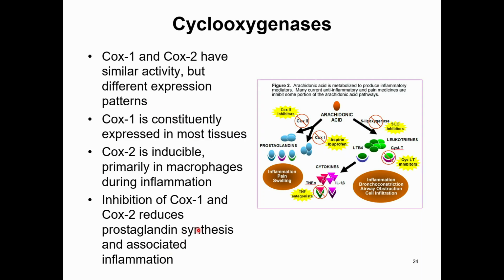So COX-1 is present in most tissues. COX-2 is kind of a specialist enzyme. It's expressed primarily in macrophage. But if you inhibit either COX-1 or COX-2, you're going to reduce inflammation by a mechanism that involves prostaglandins.